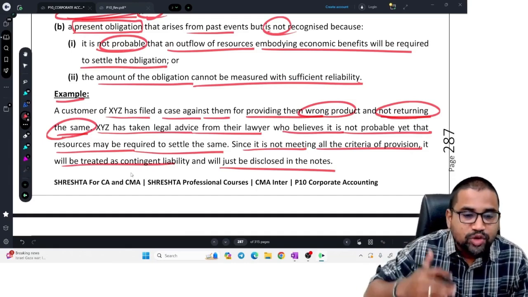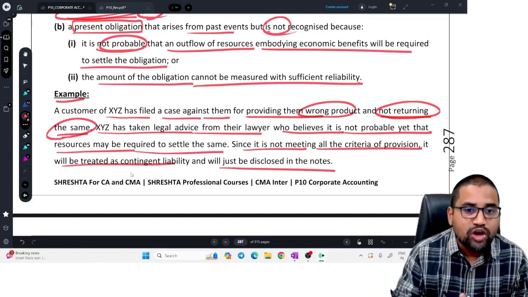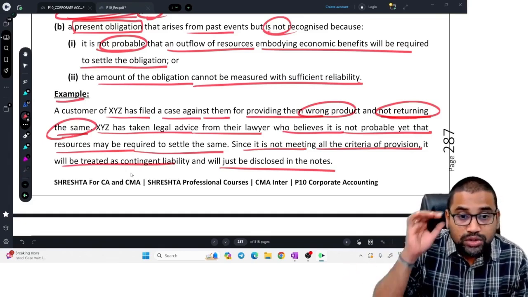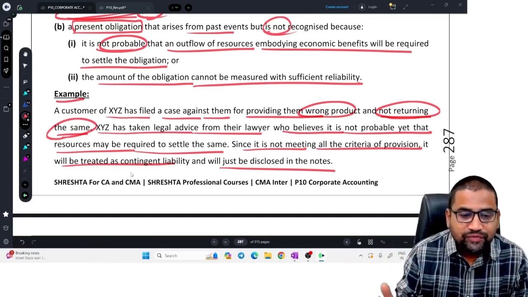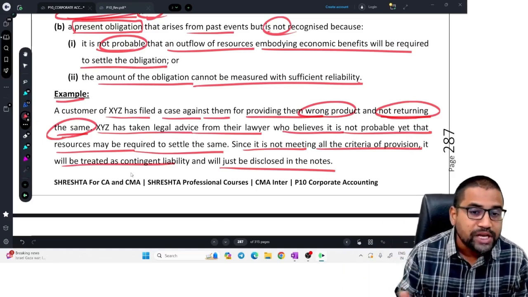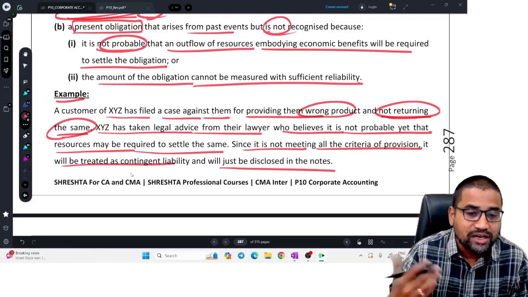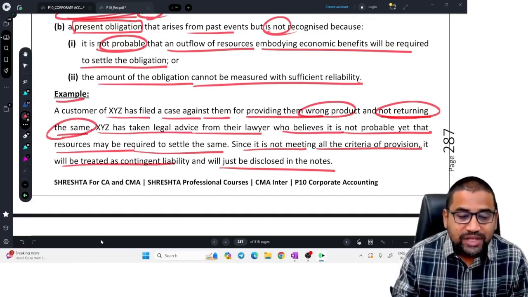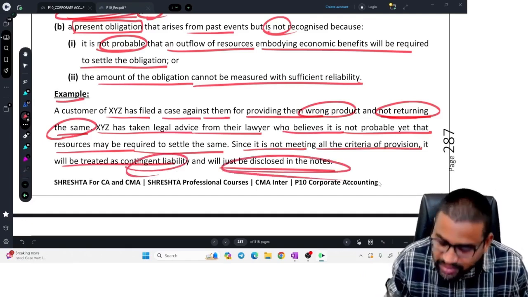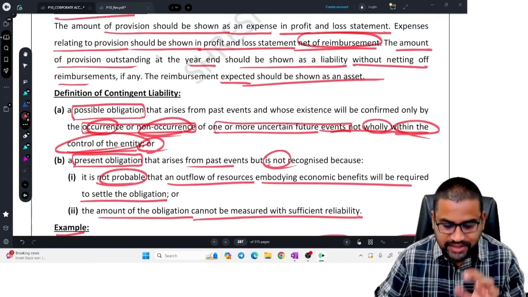The moment he said there is no present obligation, that means there is a possible obligation. As of now, there is no obligation, but in future an obligation may come. Suppose according to future developments in the court, we may lose the case, or the other party, the customer, is winning. Then maybe the lawyer's opinion will change and he will advise the company that now we are under a present obligation to pay the amount because we are on the losing side. As of now, there is no present obligation. Therefore, it will be treated as a contingent liability and just be disclosed in the notes. So this is a contingent liability.